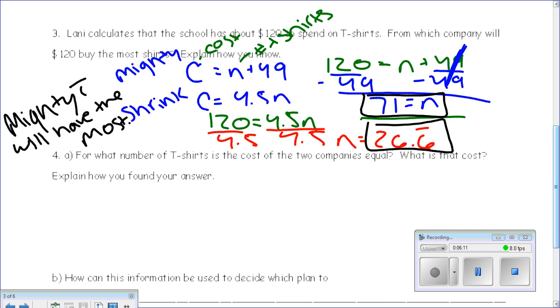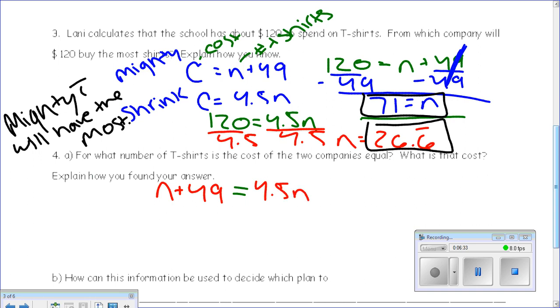We want to find the number of t-shirts. We can find when they both have the same amount. If we take this equation, n plus 49, which is our Mighty T's, we can simply set that equal to our other equation, which is 4.5n, right?